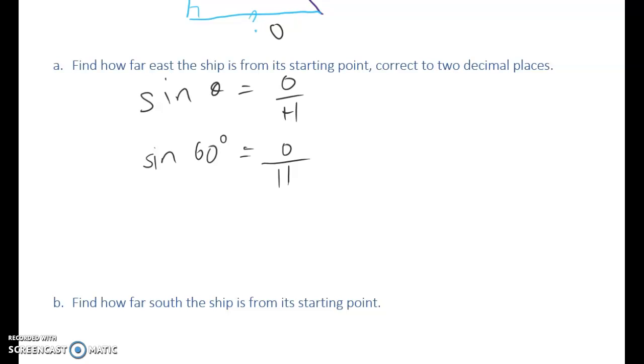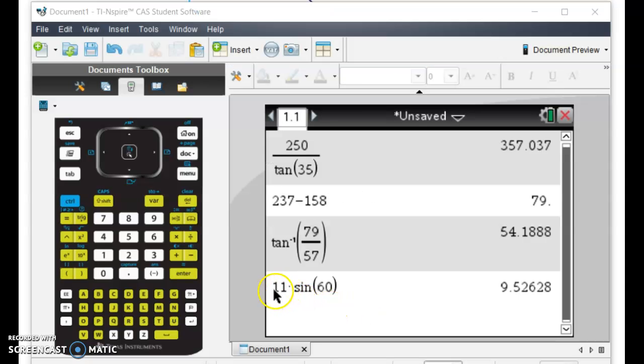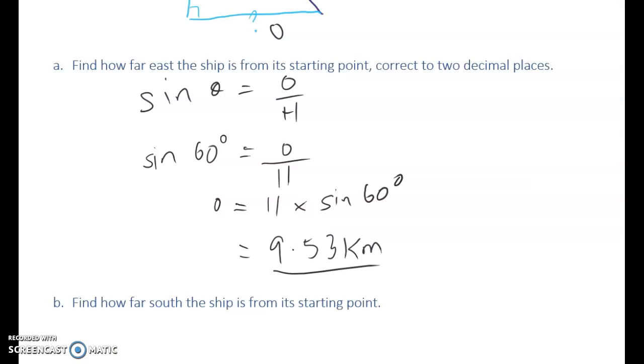So let's plug that in our calculator. Actually, before I do that, I'll just quickly rearrange the equation so I know what I'm typing in the calculator. I want to get rid of the 11, so it's going to become 11 times the sine of 60. Okay, so I'll just type this straight in. 11 times the sine of 60, and I get 9.52628. I wonder what I have to round that up to. Okay, so this ship has travelled east from its original starting point 9.53 kilometres.